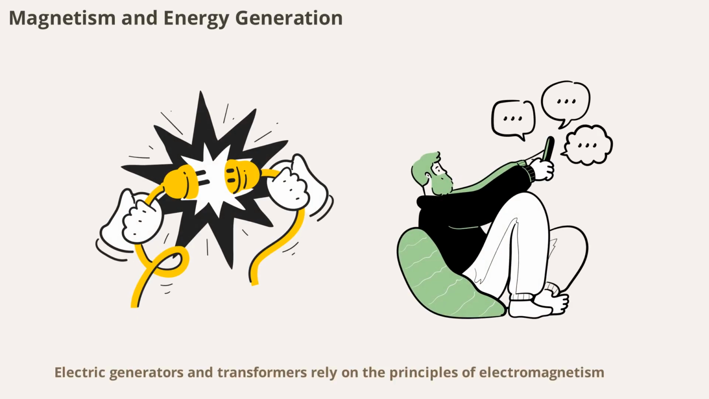Electric generators and transformers rely on the principles of electromagnetism to convert mechanical energy into electrical energy and vice versa. The movement of coils in magnetic fields produces electricity, powering homes, industries, and cities. Magnetism is at the heart of modern energy systems, making it vital for sustainable development.